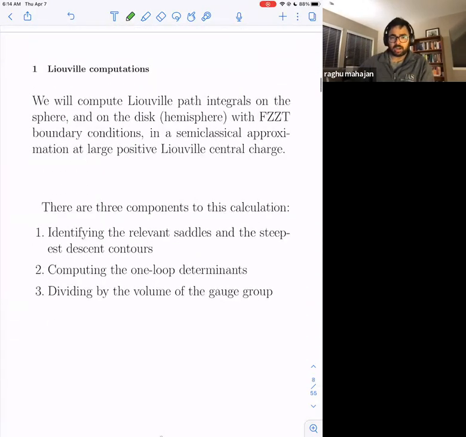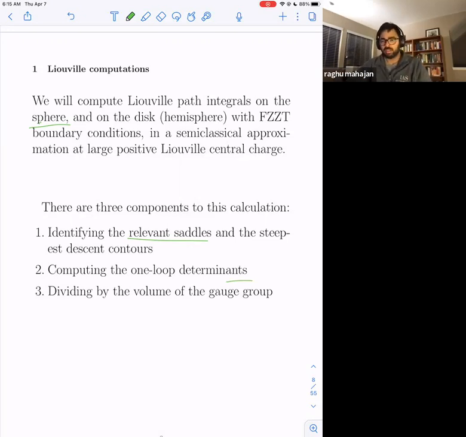Okay, so let's start by doing the Liouville computations. I will not present the disk computations in detail because the conceptual steps are the same as in the sphere. But there are three components. We have to identify the relevant saddle points and also the steepest descent contours through them. Then one has to compute the one-loop determinants and finally treat the gauge group volume properly. So there are just three steps.